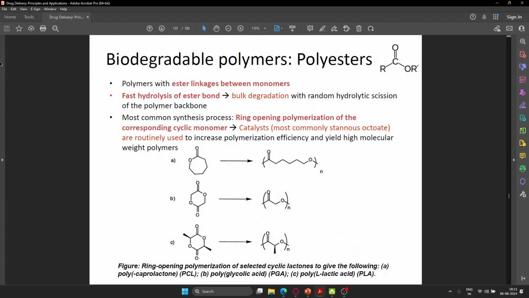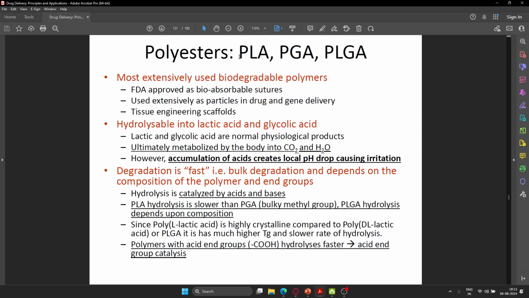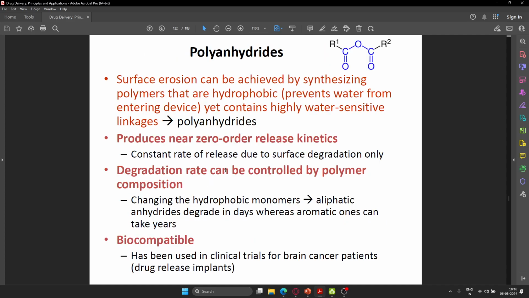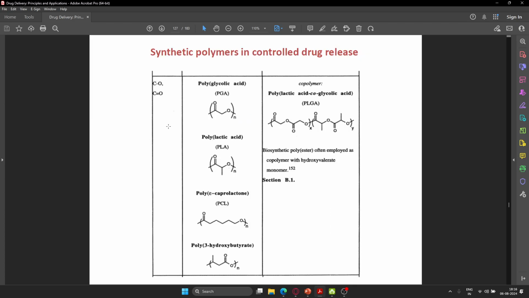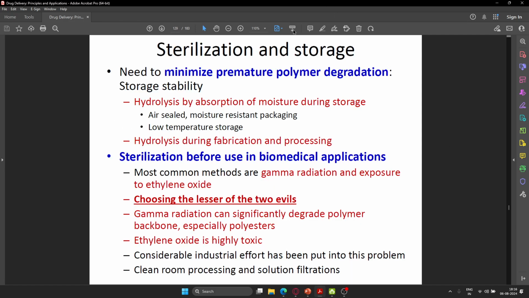Biodegradable polymers, you would have gone over several examples. There are polyesters, for example, PLA, PGA, PLGA. PLGA is one of the most commonly used biomaterials that's currently available and FDA approved, right? Polyanhydrides, synthetic polymers in controlled drug release.